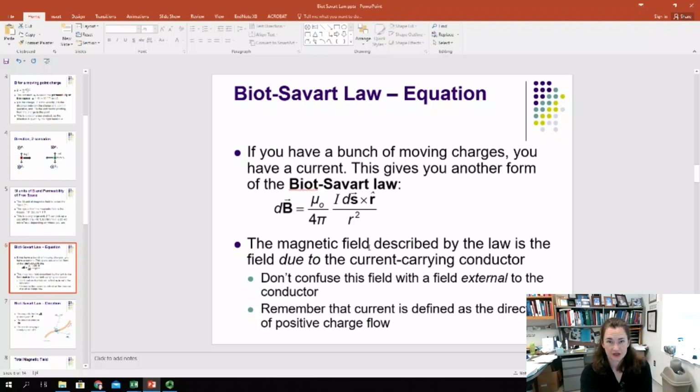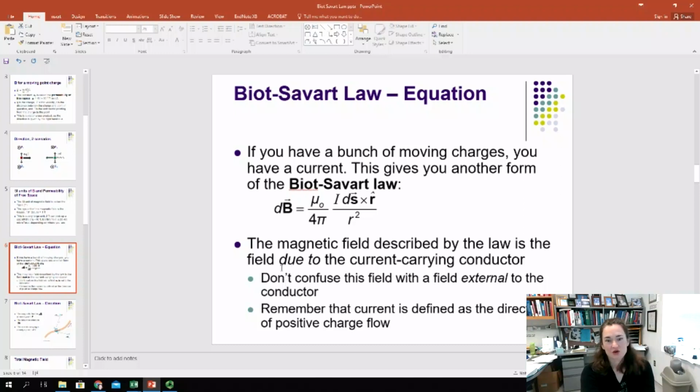r squared. Now here, ds is a vector, a little differential vector, that points in the direction of current flow, okay? So it points along the wire in the direction of current flow. r hat is the unit vector that points from ds to the point in question, and yet again, r is the distance from the point in question to the wire, okay?